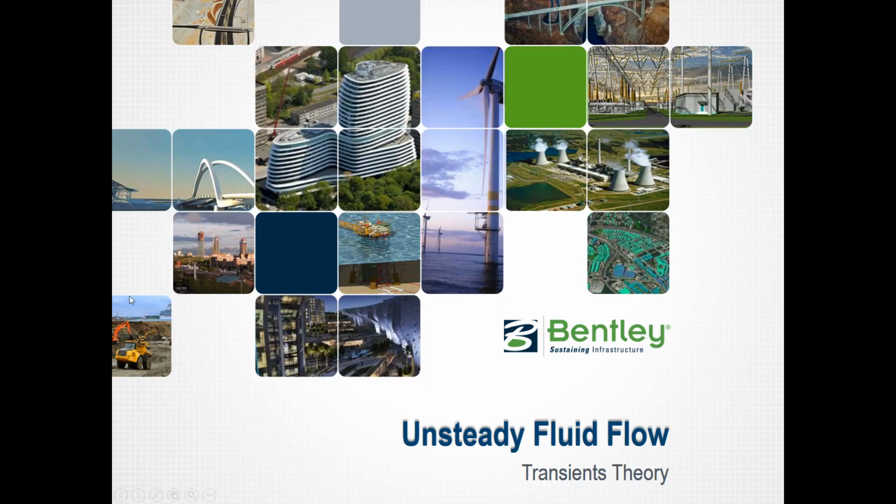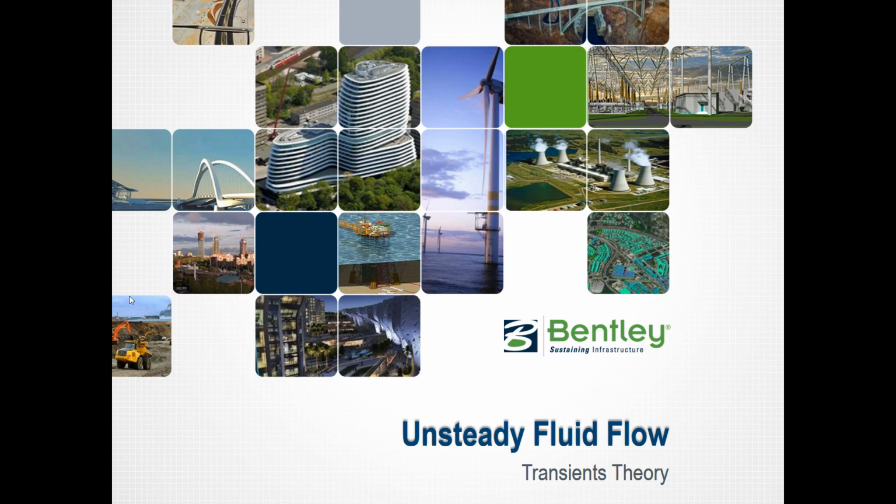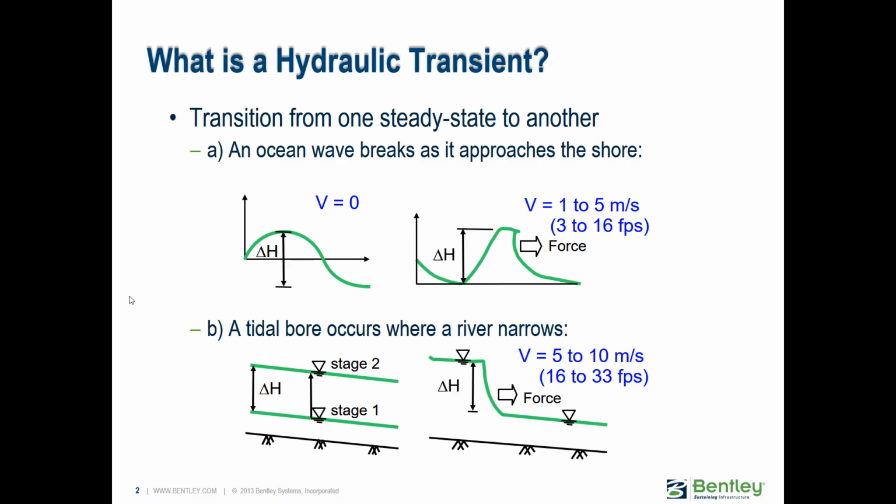Okay, so the first lecture here is on unsteady fluid flow, so transient theory. So very basics of transient. So what is a hydraulic transient? Well, it's a transition from one steady state to another. So we're talking about starting with some steady condition. You've got a water column moving in a pipe at a steady rate, and then something happens, and then eventually you reach a final steady state.